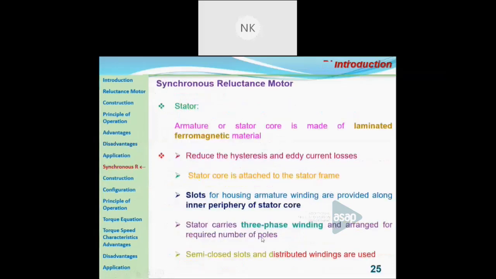Next we will move on to the synchronous reluctance motor, where you again have a stator and rotor. The stator is made up of laminated ferromagnetic material mainly to reduce the hysteresis and eddy current losses, that is the iron losses. The stator core is attached to the stator frame, and the slots are provided along the inner periphery of the stator core. The stator carries a three-phase winding, and here semi-closed slots and distributed windings are used. Semi-closed slots mean the air gap between the stator and the rotor is small as compared to an open slot. That reduces the magnetizing current and also improves the power factor.